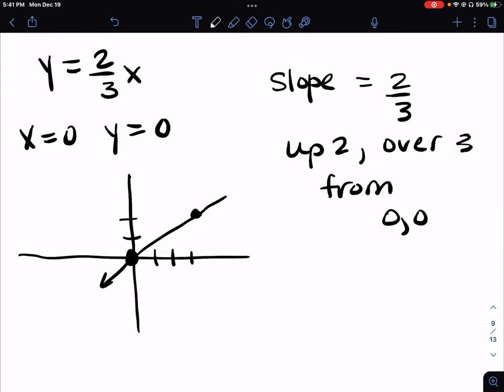Okay, what about if you don't have just a plain number, like y equals 2/3 x? If you plug in 0 for x, you get 0 for y, because 2/3 times 0 is 0. Okay, so our starting point is 0, 0. The slope is 2/3, means count up 1, 2, count right 1, 2, 3.